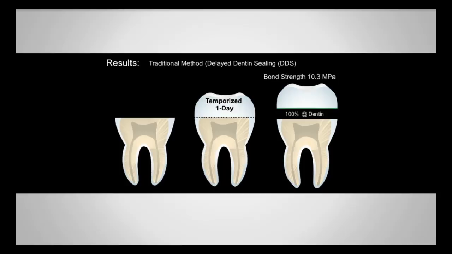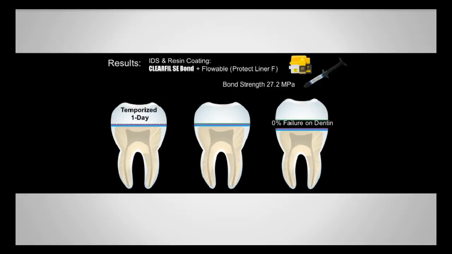They had a bond strength of 10.3 megapascals, and that's what it took to pull that off. Now, for the highest bond strength, what they did is immediate dentin sealing. They put down Clearfil SE Bond, which is what we do today. They put down the Protect Liner F as a layer on top of the SE Bond. Then they temporized, soaked it in the water, took the temp off, cleaned, and cemented the restoration with Panavia and got a 27.2 megapascal bond strength, a great increase.